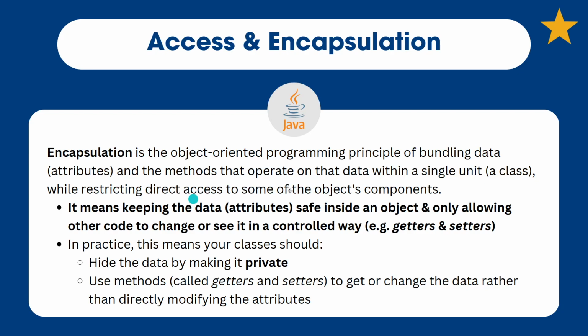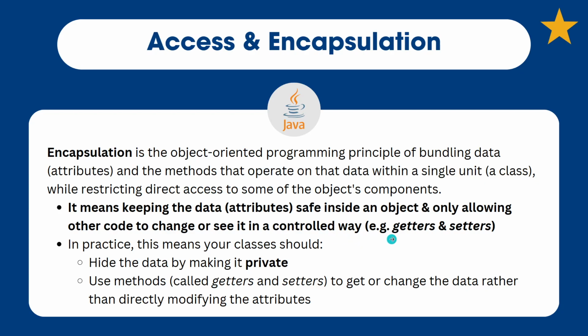So, this last sentence is the important part. I know this definition is a little bit academic. I want you to take away this definition instead. It means keeping the data, which is the attributes, right? The object's data is described through attributes. Another word for that is state. So we want to keep those attributes safe inside the object by only allowing other code to change or see it in a controlled way.